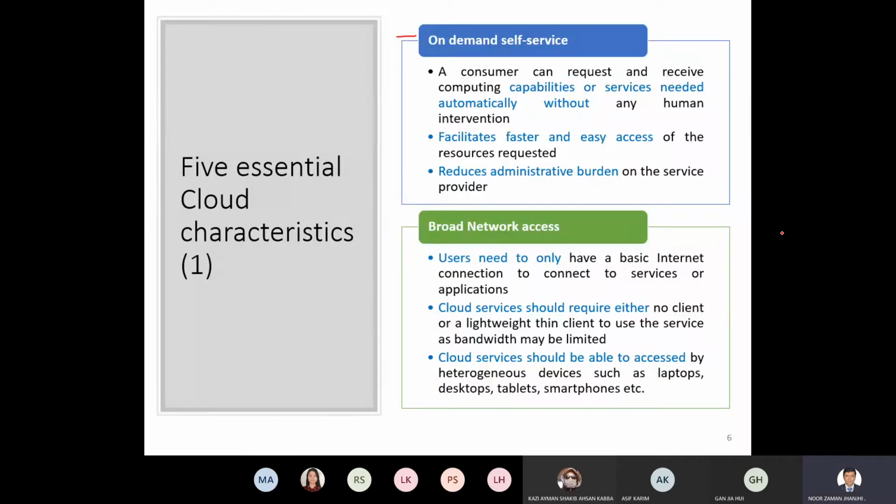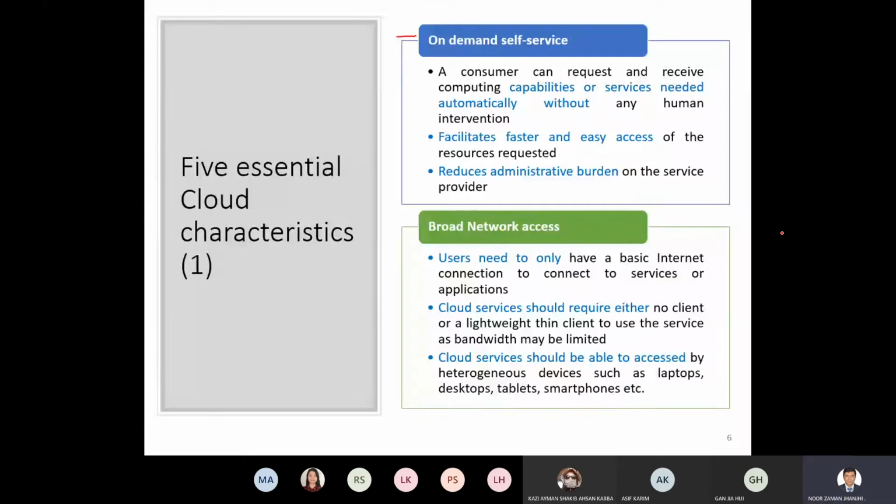What do we mean by on-demand and self-service? It may facilitate faster and easier access to the resources requested. For example, if you are using Dropbox or Google Drive, you keep your file there and now you want to download it. You are requesting something; your demand is to download or access that file. And self-service means you do not require any permission or need to contact anyone. That is your data, and on demand you can get it done.